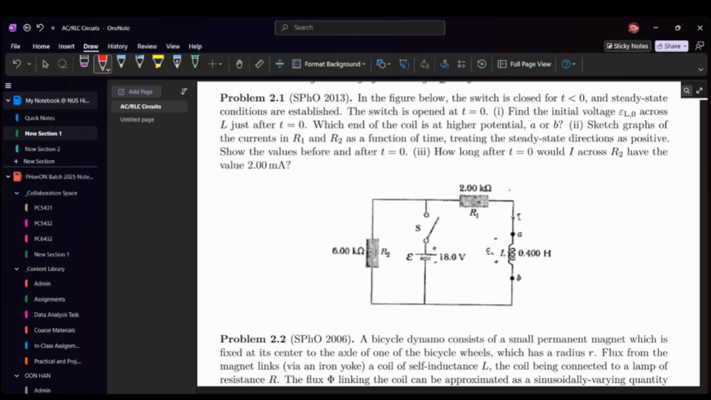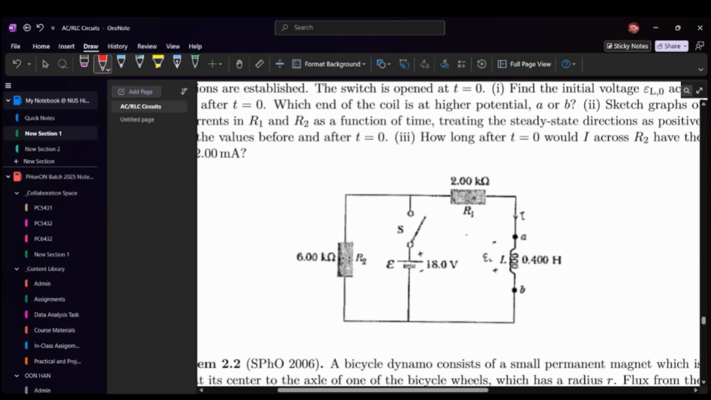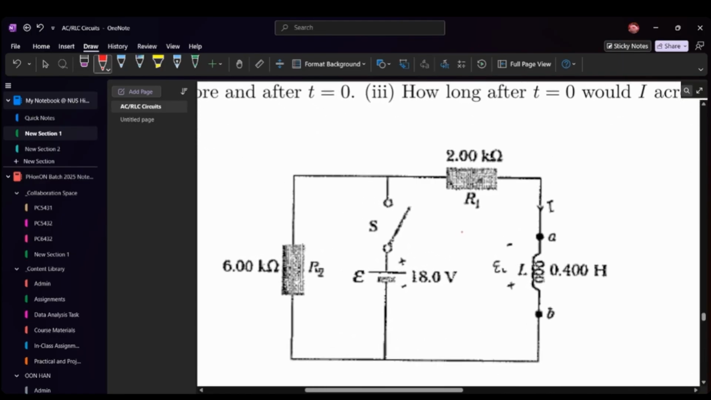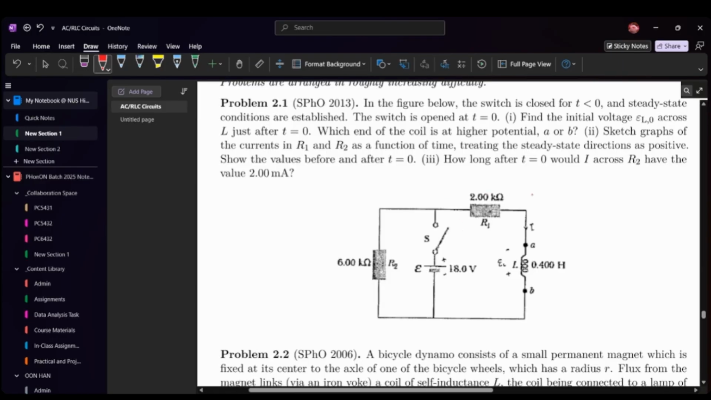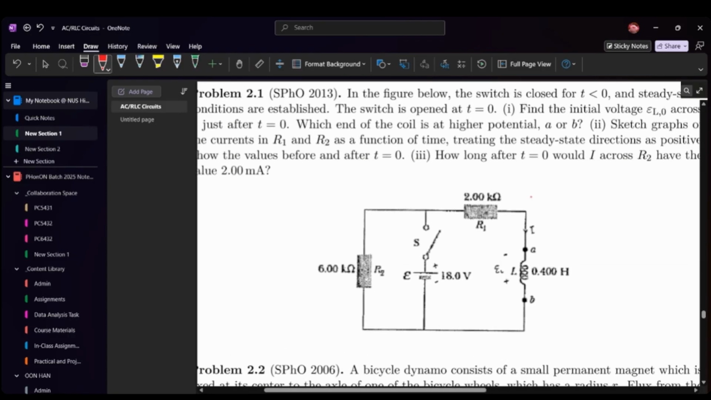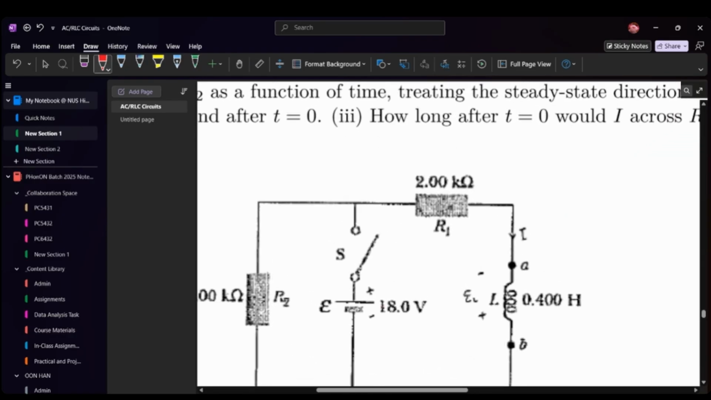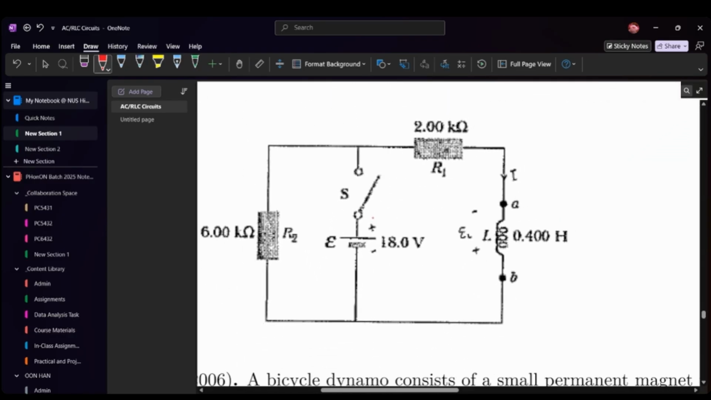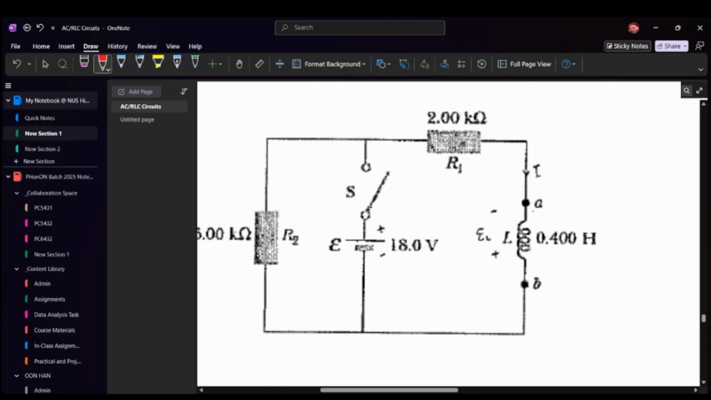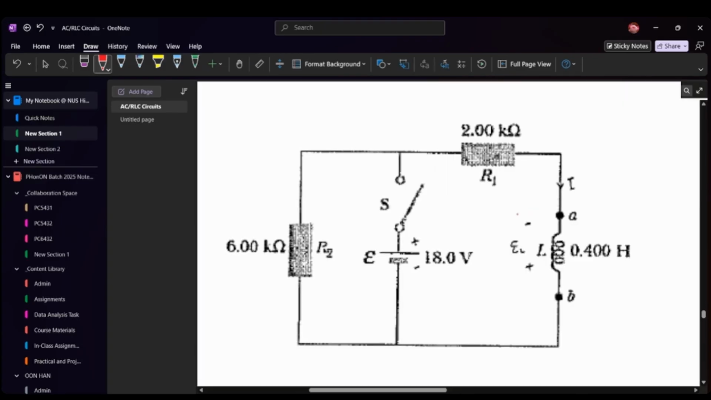Okay. So the first thing you want to do is you find the initial voltage across L just after t equals 0. So how exactly do we do that? Sorry, I'm solving it right now, so just bear with me. The switch is closed right before, and it's open right after, right? So, let me think. Give me a sec.